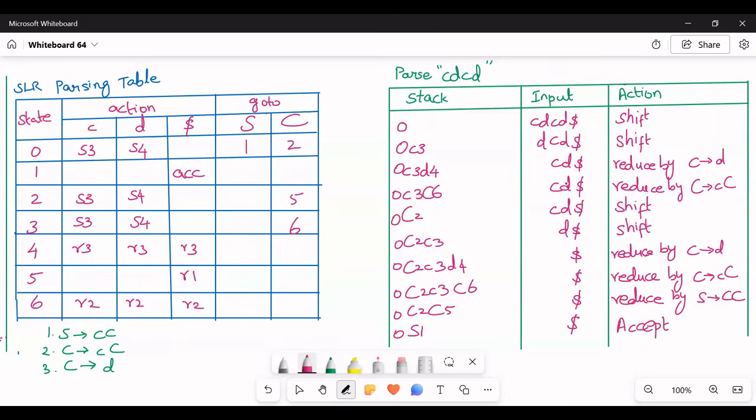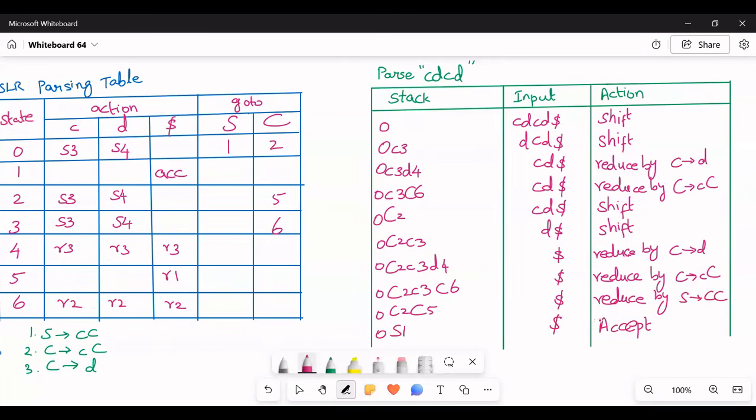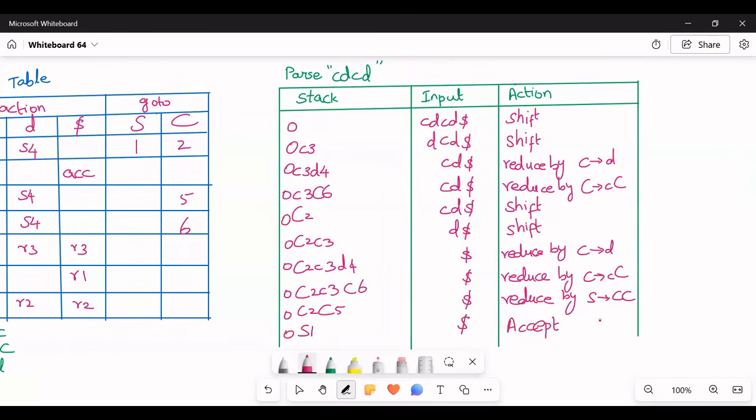Suppose the input string is wrong. Wrong means we will be getting error action. So here in action table, we will end up with a blank cell. Then only we will write error action. So here we have parsed CD using SLR parsing method.